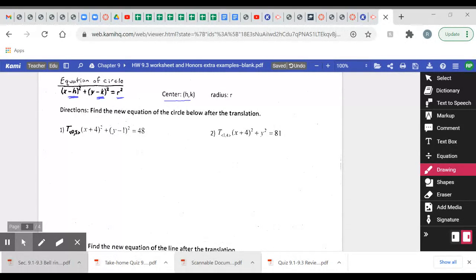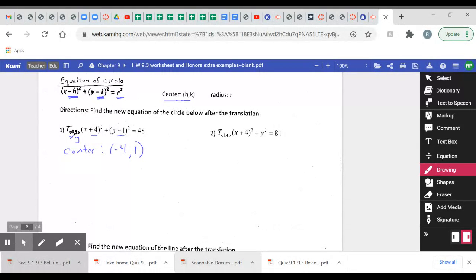Okay, so if we come down here to this first one, it says we're doing a translation of (0, 5), which means we're going to go 0 in the x direction, 5 in the y direction, shifting it that much. And it's showing this is our circle. So the first thing we want to do is write what our center of the circle currently is. And I can see that if that says positive 4, then I know my center number is negative 4. If this says negative 1, I know my center value is 1. It's the opposite of those.